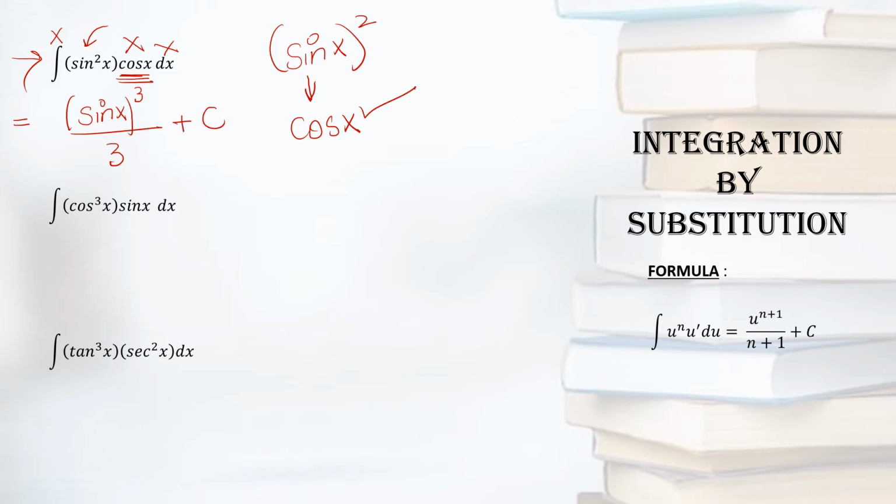Now, solve another question. Cos cube x sine x. So where is your complex function? Of course it is cos x to the power 3 because it has a power. Now the inner function is cosine x. What is the derivative of cosine x? The derivative of cosine x is negative sine x.